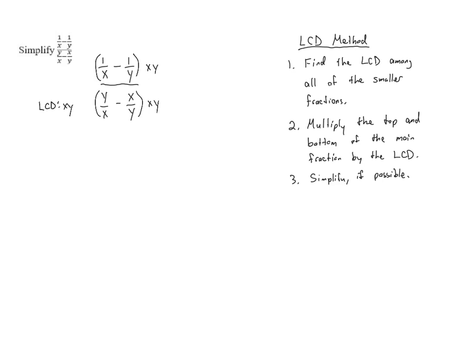We know that we're allowed to multiply the top and bottom of a fraction by the same quantity, and in this case that is exactly what we're doing. And to accomplish this, we're going to have to distribute the xy into all of the different fractions. So all of those small fractions are going to get multiplied by that LCD. Let's take a look at these one at a time. Let's look at what happens when this xy in the top is multiplied by 1 over x.